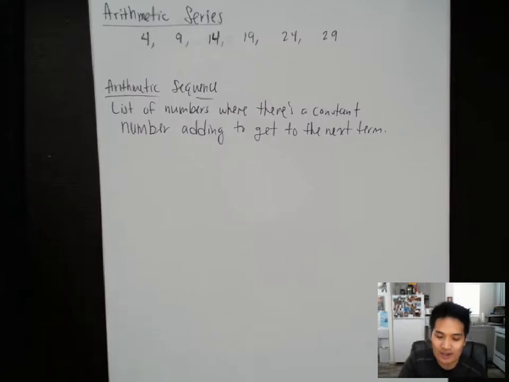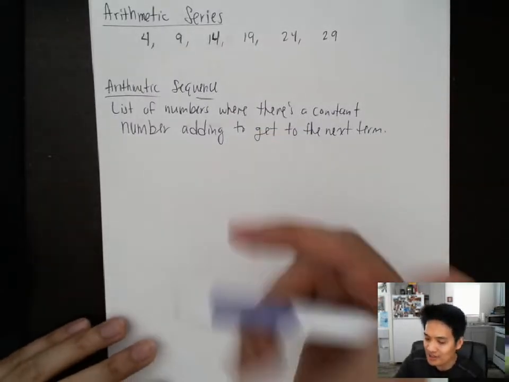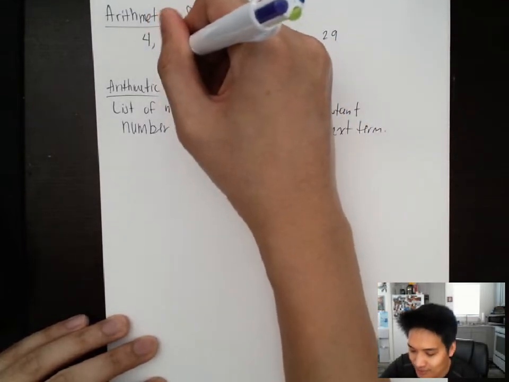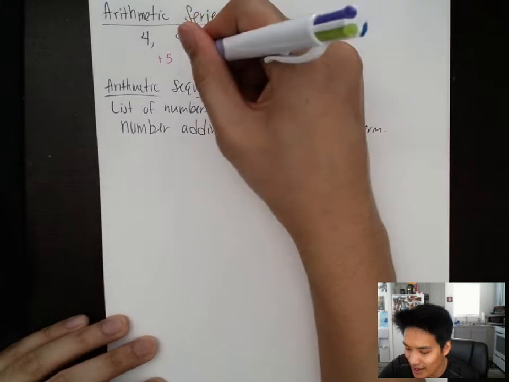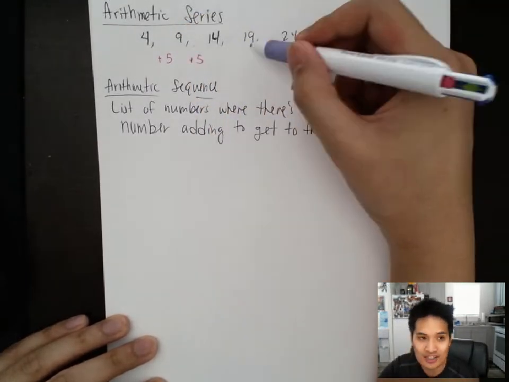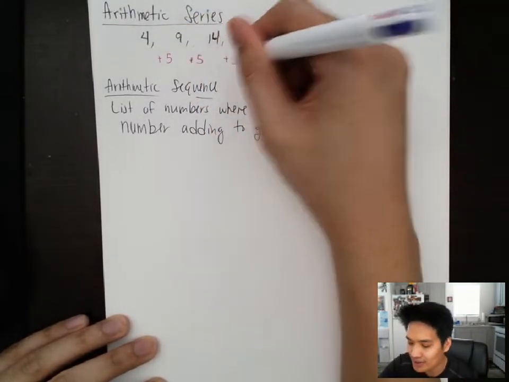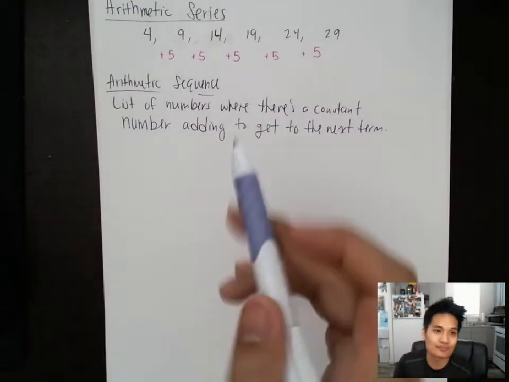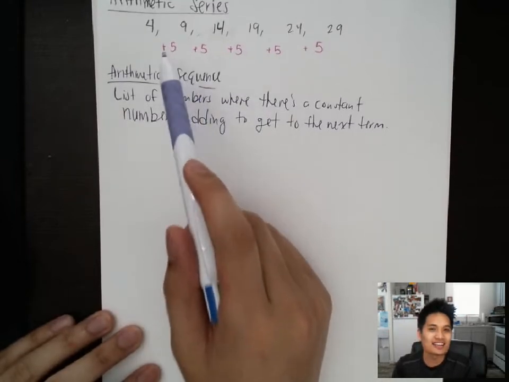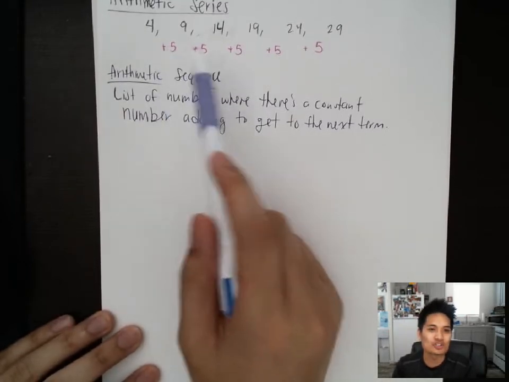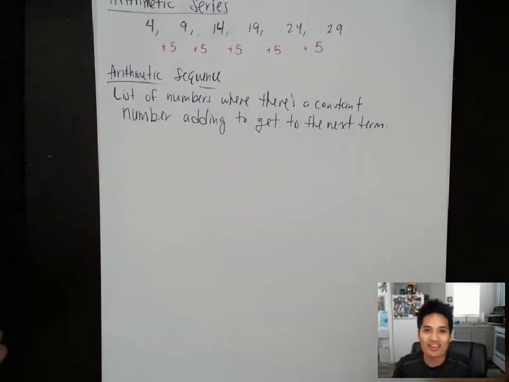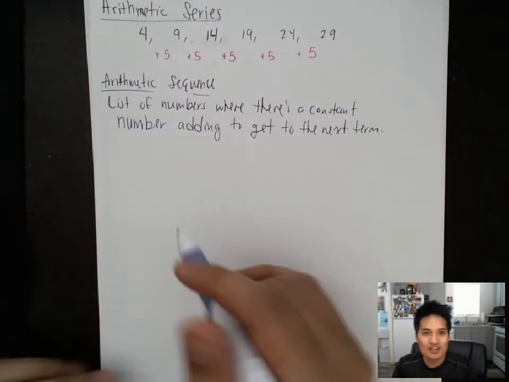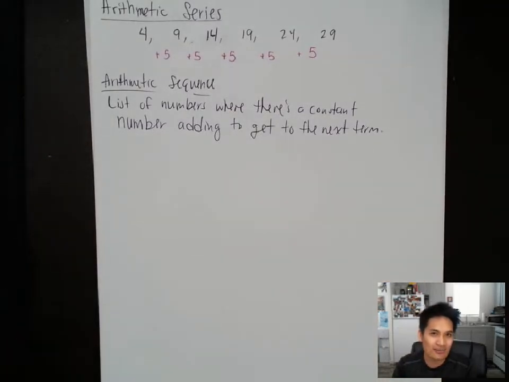As you can see, if I take a look at the common difference between them, to get from 4 to 9, I need to add 5. Same thing over here, I need to add 5. 14, 19, same thing, we need to add 5. And I continue this throughout my sequence. Because I'm adding a singular number each time per term, that tells me this is an arithmetic sequence.